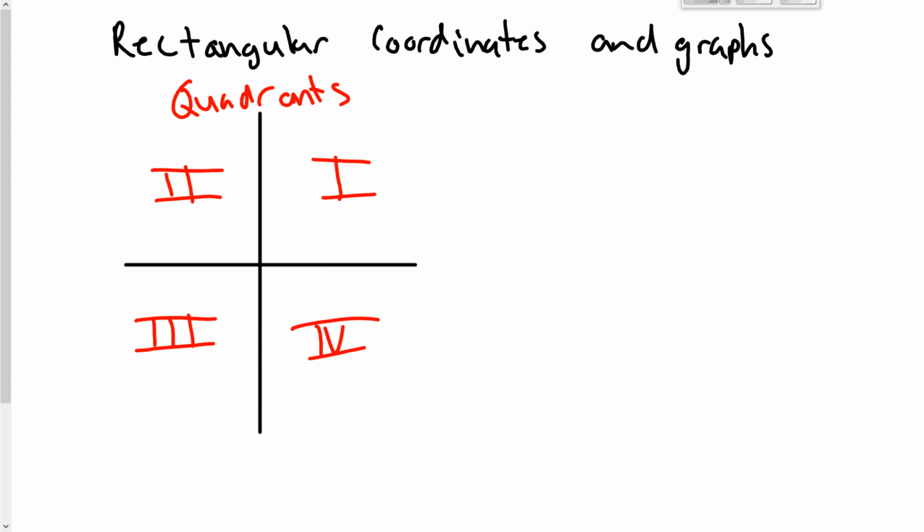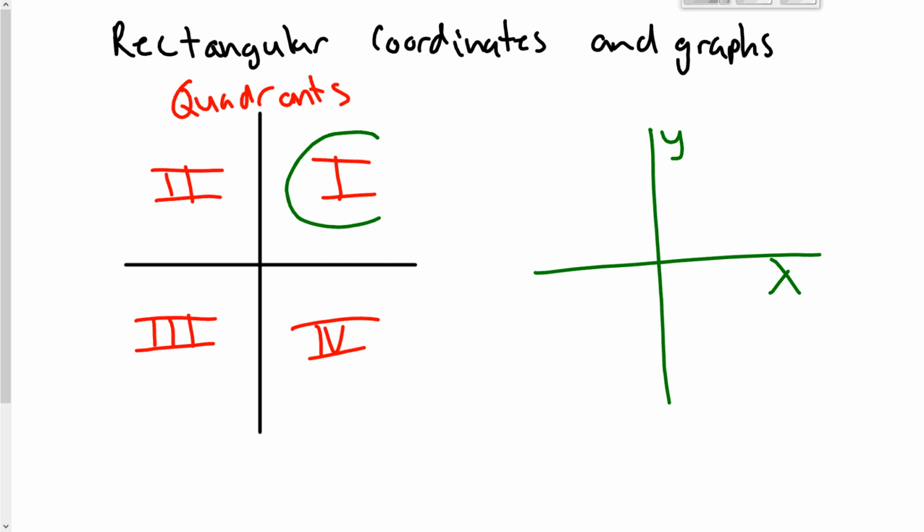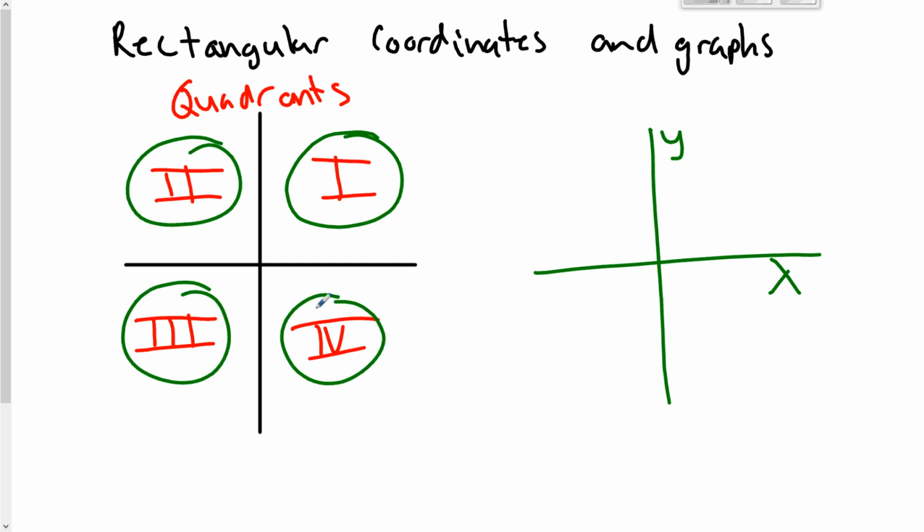Okay, so here we're in the next chapter, chapter 2, looking at rectangular coordinates and their graphs. First we start out with the rectangular coordinates, which is basically just your x and y graph. And we have quadrants. So the first quadrant is here, second quadrant, third quadrant, fourth quadrant. We go counterclockwise, starting in the upper right.